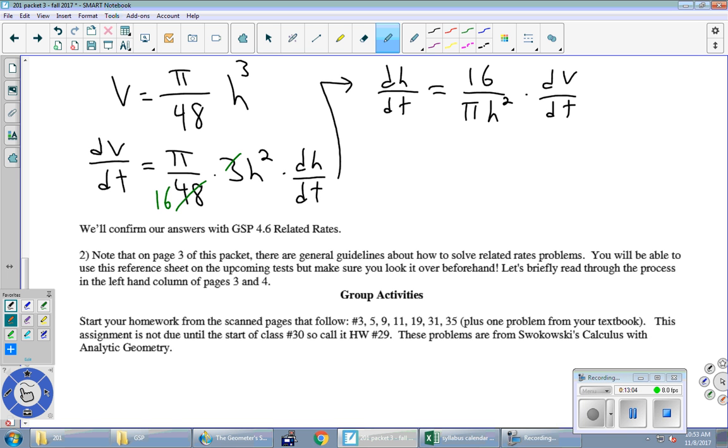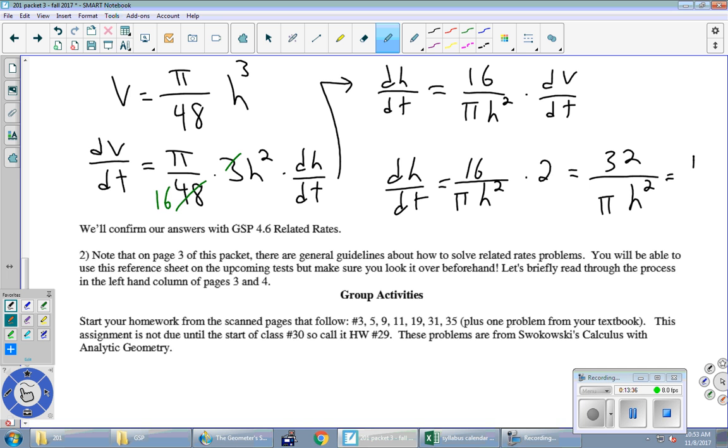Okay, and we know what dV/dt is. It was given to us. How fast was the water coming into the cone? It was 2 cubic centimeters per minute. So we'll just substitute right there. dh/dt equals 16 over pi h squared times 2. So 32 over pi h squared. So that right there is our formula. Put the dh/dt here.